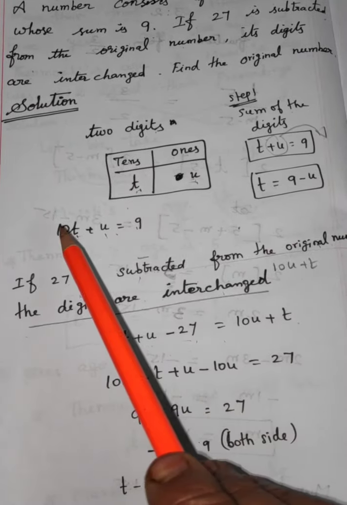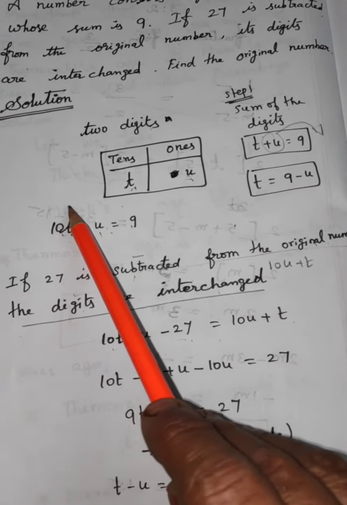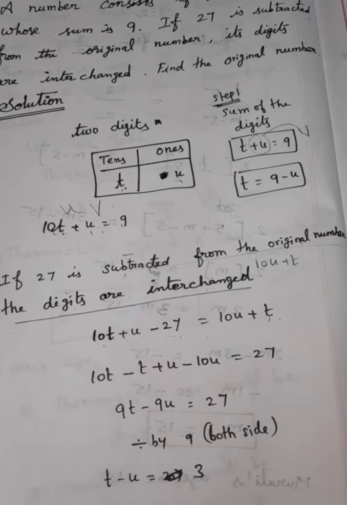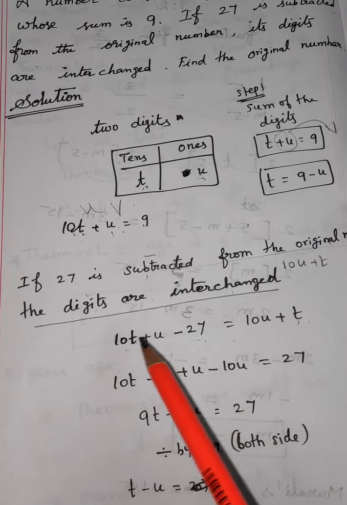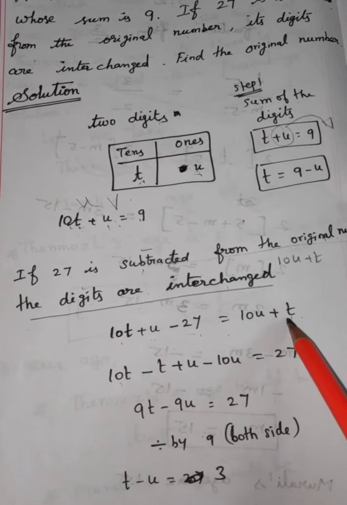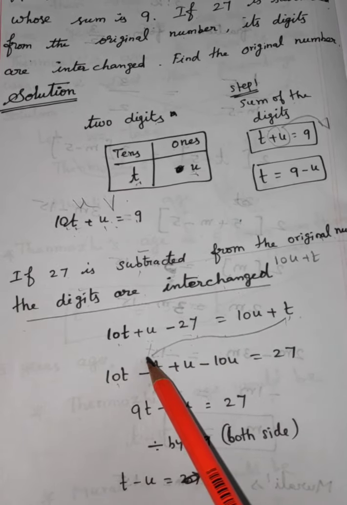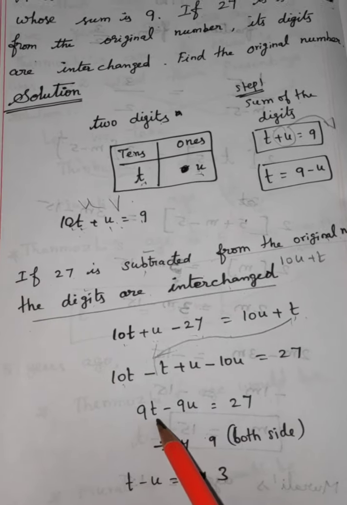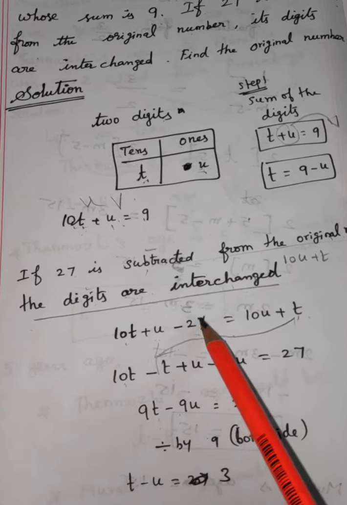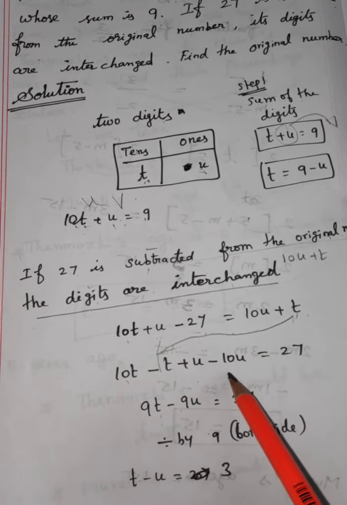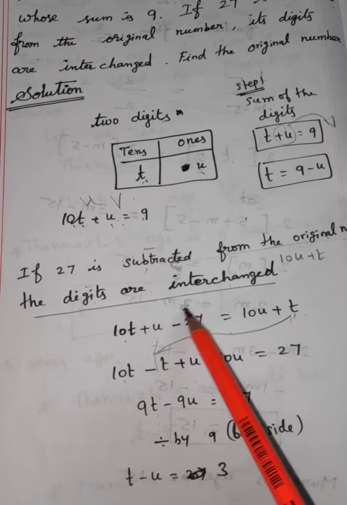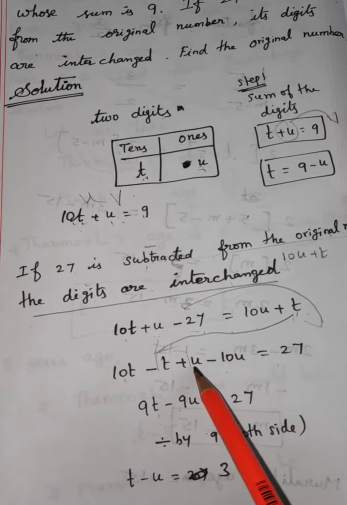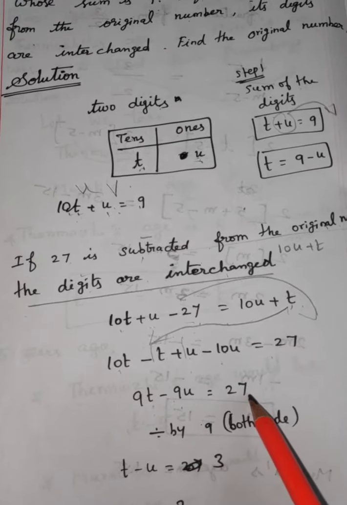Interchanged means the unit place becomes tens place: T becomes U and U becomes T. So the interchanged number is 10U plus T. Next, 10T on the left side, and the plus T changes to minus T: 10T minus T equals 9T, minus T plus U. Next, 10U also comes, so minus 10U, and minus 27 changes into plus 27. So 10U minus 1U equals minus 9U equals 27.